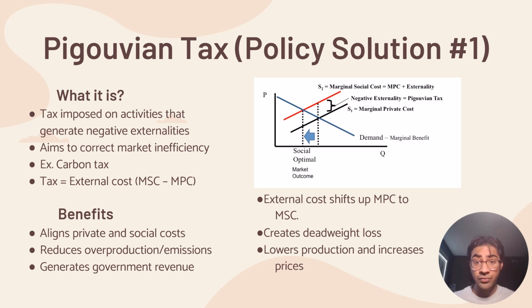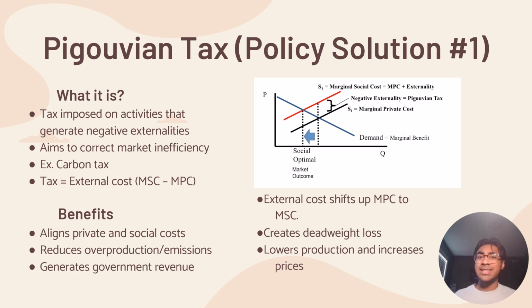Now, like I talked about before, there are ways to help this problem. The first, we will look at Pigouvian taxes. Now, what is this? Well, a Pigouvian tax is a tax imposed on activities that generate negative externalities, aiming to correct market inefficiency by internalizing external costs associated with those activities. So essentially, they put a tax on those overproducing production, which cause pollution. For example, carbon tax. So the more you produce, the more taxes you have to pay.